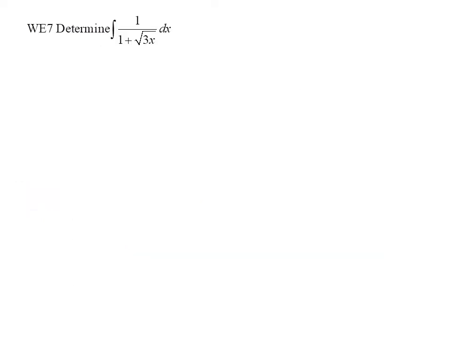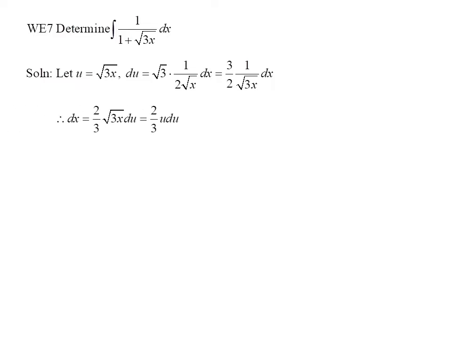Here, example 7 is to find the integral of 1 over the sum of 1 plus square root of 3x dx. Similar to the previous example, we start by letting u equals the square root of 3x, then du equals square root of 3 over 2 square root of x dx, which is written as 3 over 2 times 1 over square root of 3x dx. So dx equals 2 over 3 of u du.